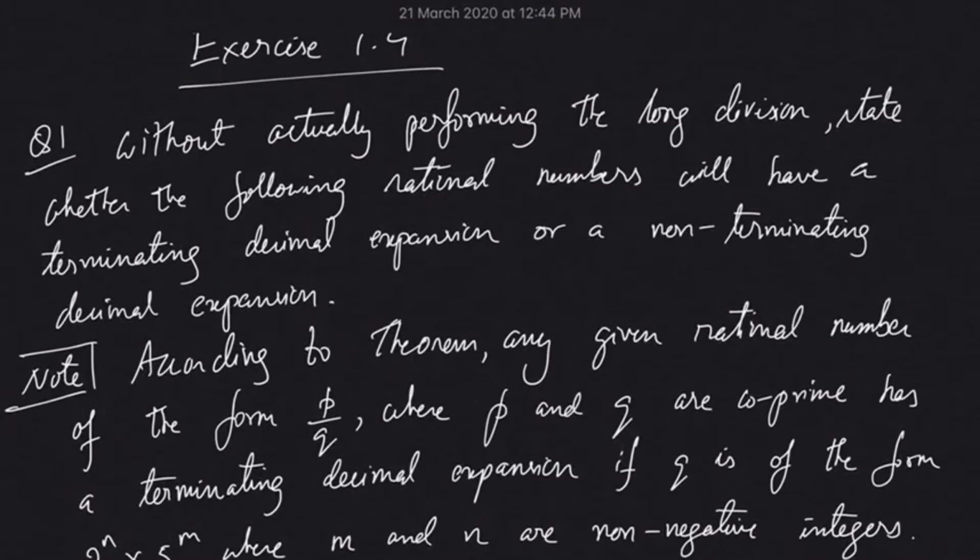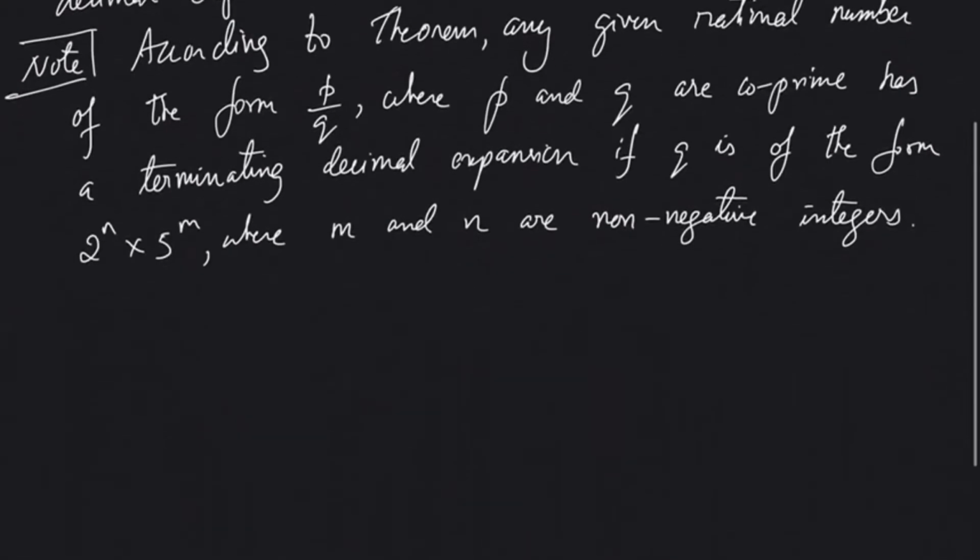Today we'll do some questions on exercise 1.4. Exercise 1.4 is basically about which rational numbers have terminating and non-terminating decimal expansions without actually dividing. Like the question says, without actually performing the long division method, state whether the following rational numbers will have a terminating decimal expansion or a non-terminating decimal expansion. Terminating decimal expansion means the division should stop, and non-terminating means it'll go on dividing. That is, we will not be able to stop the division.